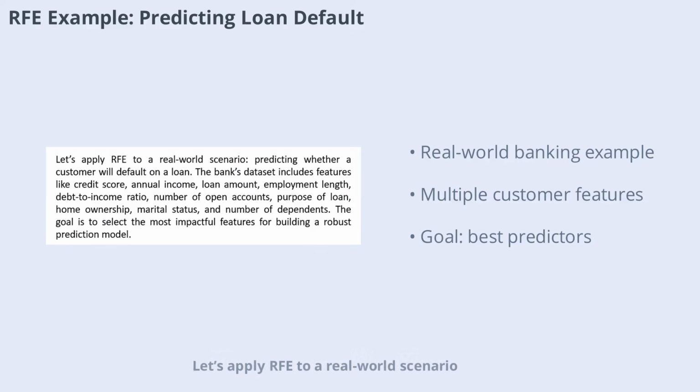Let's apply RFE to a real-world scenario, predicting whether a customer will default on a loan. The bank's dataset includes features like credit score, annual income, loan amount, employment length, debt-income ratio, number of open accounts, purpose of loan, home ownership, marital status, and number of dependents. The goal is to select the most impactful features for building a robust prediction model.